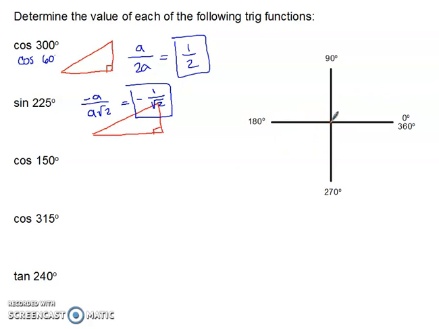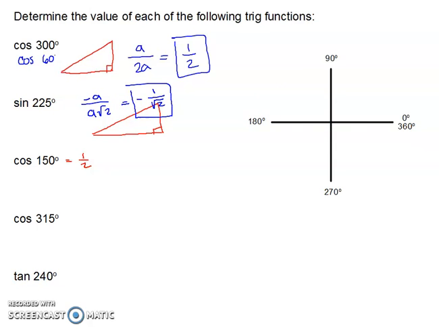For cosine of 150, we would be using a reference angle of 30 degrees. So that reference angle of 30 degrees would give us a cosine value of 1/2, if I have this as a and this as a times 2.